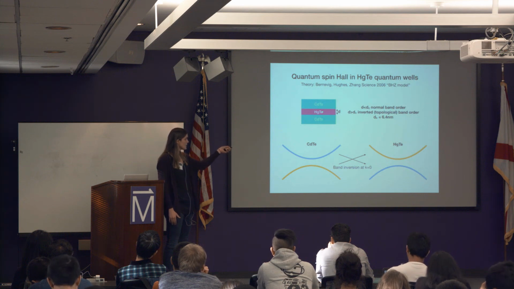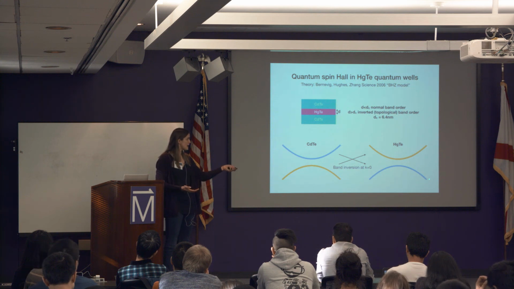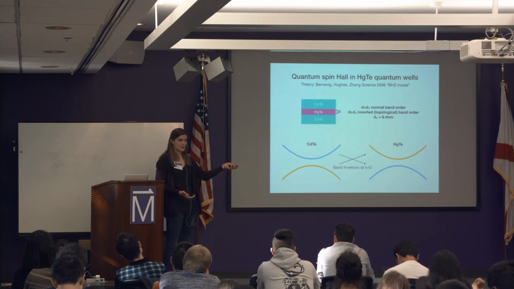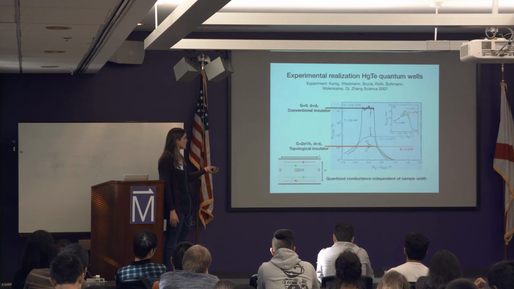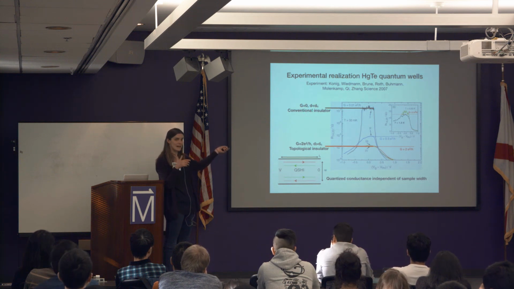When the mercury telluride layer is large enough, then you get a two-dimensional system which has the topological band structure of mercury telluride instead of the trivial one of cadmium telluride. And this is what was actually carried out in experiments. They look at two different regimes. One regime is when the width of this quantum well is too small, and so you don't actually get the physics of the mercury telluride coming in.